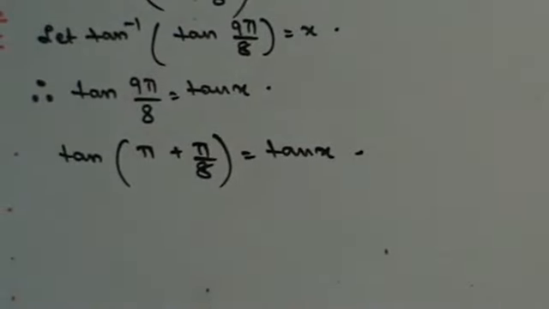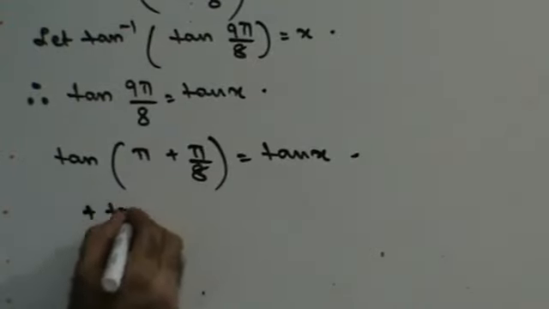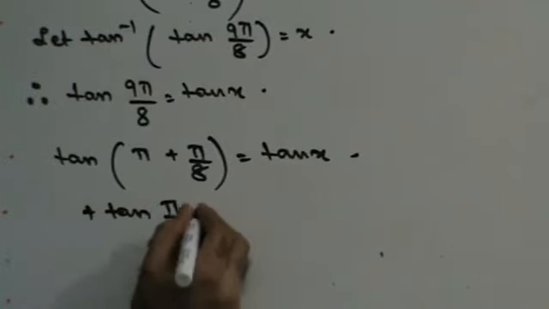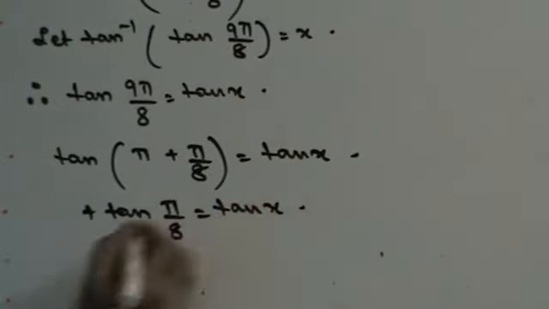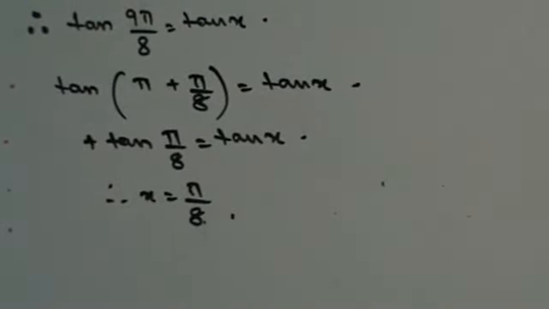Tan of pi plus pi by 8, allied angles. Pi plus pi by 8 is in the third quadrant. In the third quadrant the tan ratio is positive. For pi and 2 pi, the trigo ratio does not change. So this will be tan pi by 8 is equal to tan x. Therefore, x is equal to pi by 8. Right? You need to remember your basics clearly when you are doing all this.